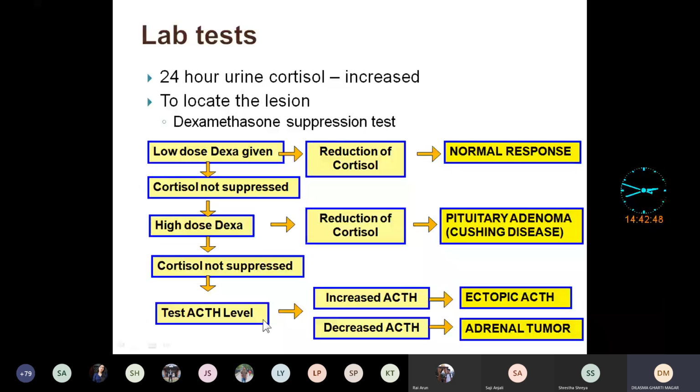Usually the ectopic tumor is independent of the pituitary, hypothalamus and adrenal, isn't it? The tumor is in a different site, so it is all the time releasing ACTH. It is producing the hormone. Whenever it shows increased ACTH, it indicates that the ACTH is being produced from the ectopic tumor. Whenever there is decreased ACTH, it indicates that the cortisol is coming from the adrenal tumor. Okay.